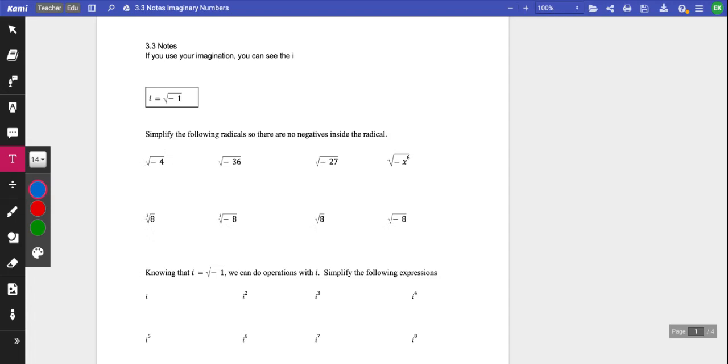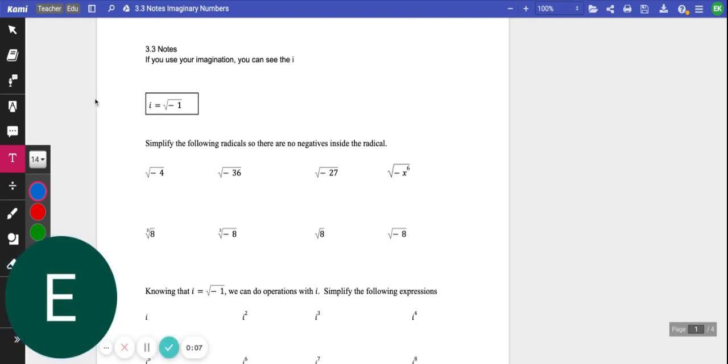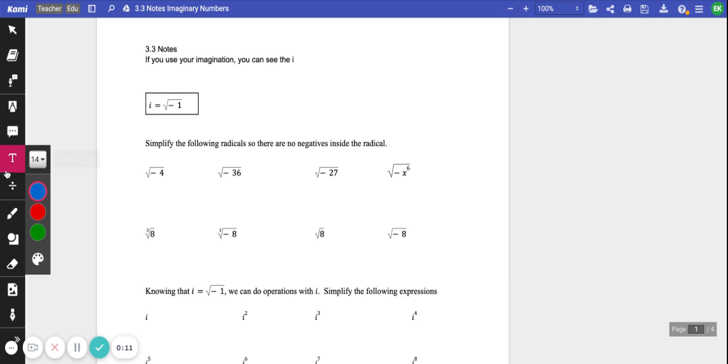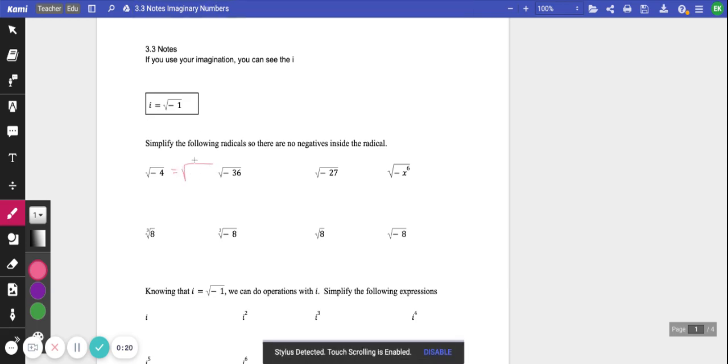So in this lesson, we're going to be talking about complex numbers or imaginary numbers. Just as a quick reminder, i equals the square root of -1. So let's practice simplifying some radicals so I don't have any negatives inside the radical. When I'm multiplying or dividing inside a radical, we can split up each piece.